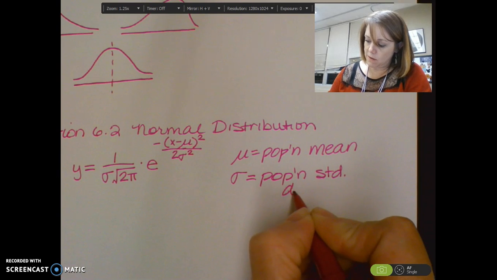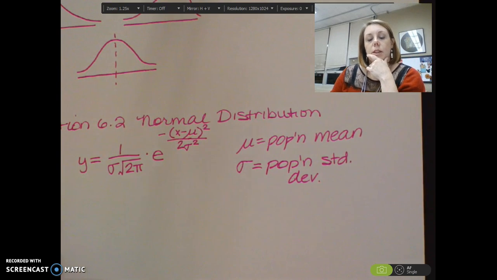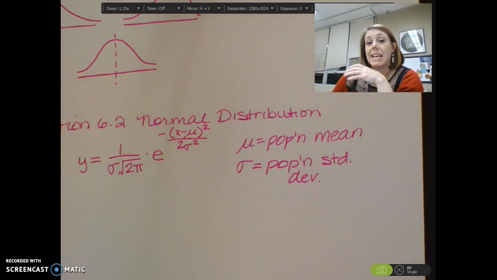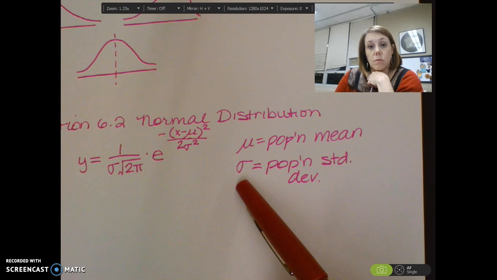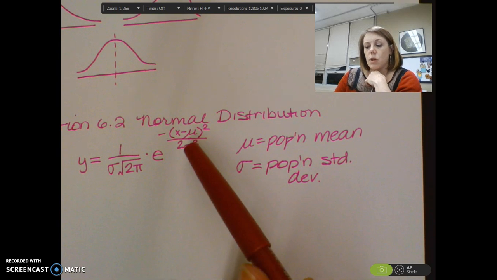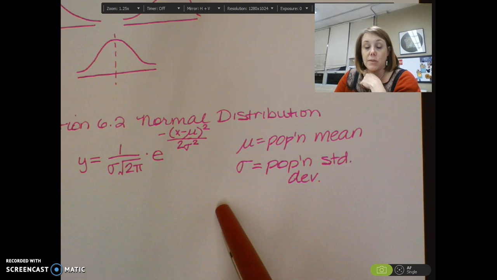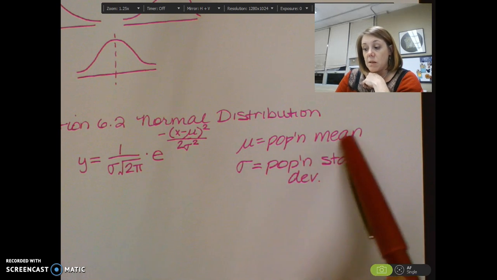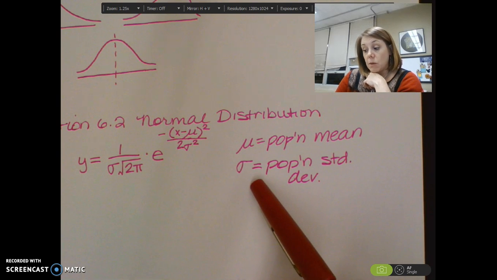I'm going to abbreviate here. The population standard deviation. Those two values can change depending on what your variable of study is. The mean of that population and the standard deviation of that population would be different than, say, another normally distributed variable. For example, if we compare the heights of females of a certain age to the heights of males of a certain age, I would expect that the mean for males and the mean for females would not be the same. Likewise, I wouldn't expect their standard deviations to be the same.